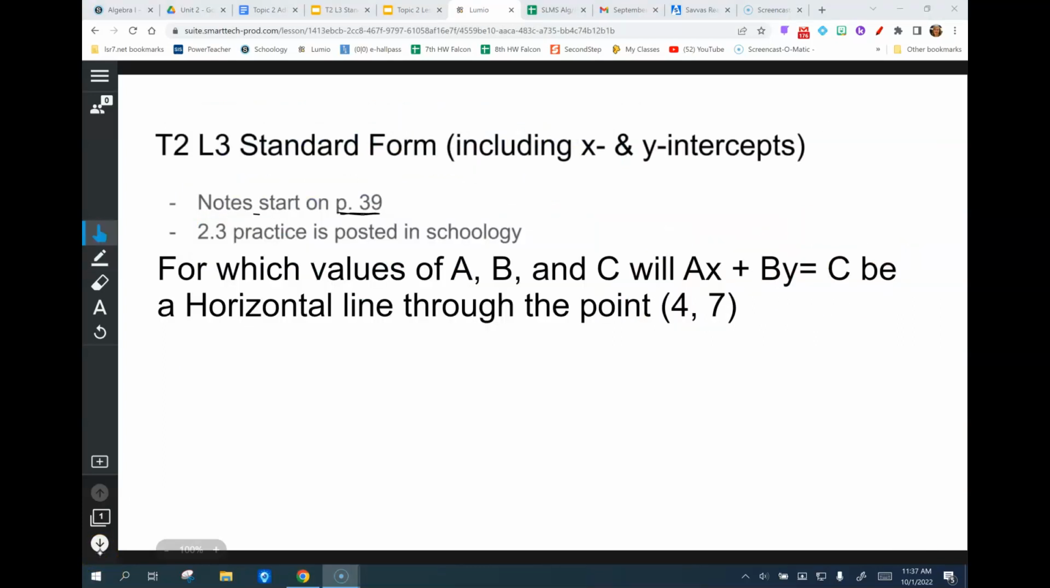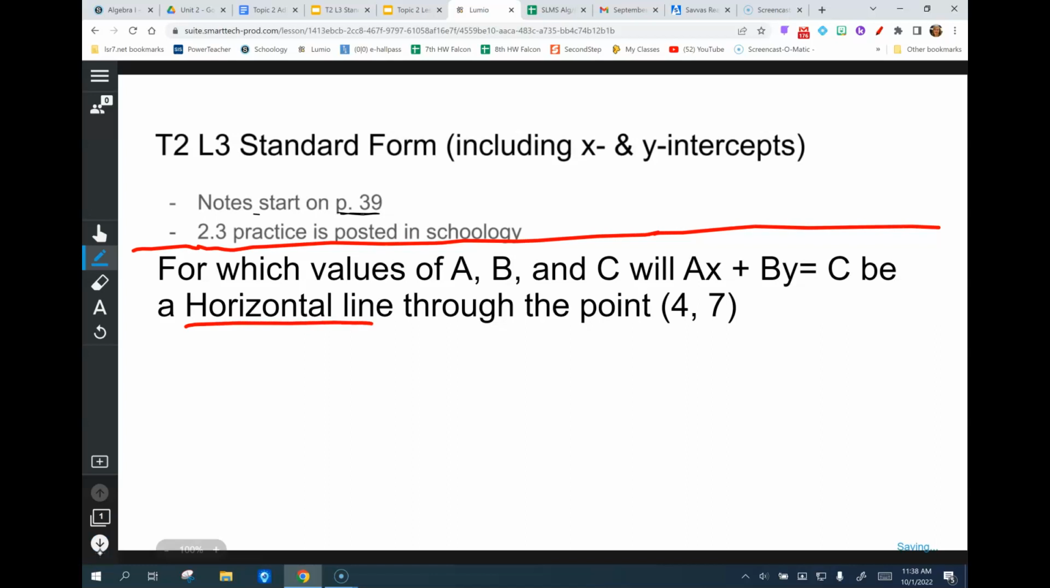So this is a question that I thought was a very interesting one. And if you want to write this down in your book someplace, that might not be a bad idea. So write down this problem right down here. And if I remember, I'll try to put it in your packet. So which values of A, B, and C will Ax + By = C be a horizontal line? That's going to be our key through this point. So let's just sketch that.